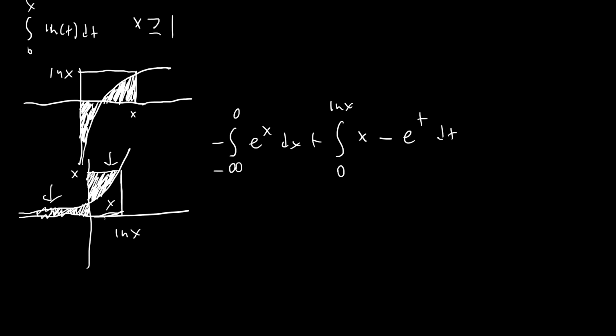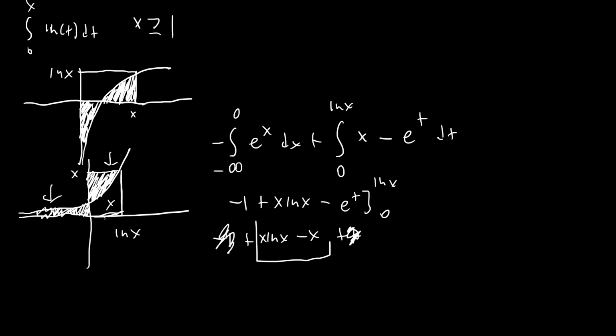Now this first integral is super easy to evaluate, and we're just going to end up getting -1. And this other integral is also pretty easy to evaluate. We're going to get x ln x, and for this other one, we're going to have e to the t evaluated at ln x and at 0. So we're going to have -1 plus x ln x minus x plus 1. So those ones are going to cancel, and our answer is just going to be x ln x minus x, as we expected. And that was method number 5.